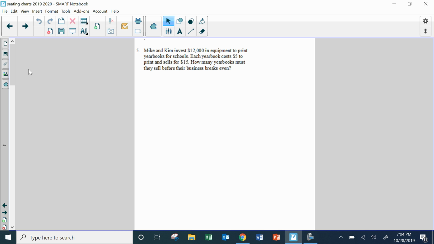So this is one of the word problems. Again, on a word problem, don't freak out, don't give up. First of all, you might be able to solve it without really doing any of the official mathematical processes like system of equations. And this is a system of equations problem. So I'm going to have to create two separate equations that allow me to solve for, in this case, how many yearbooks must they sell before their business breaks even.